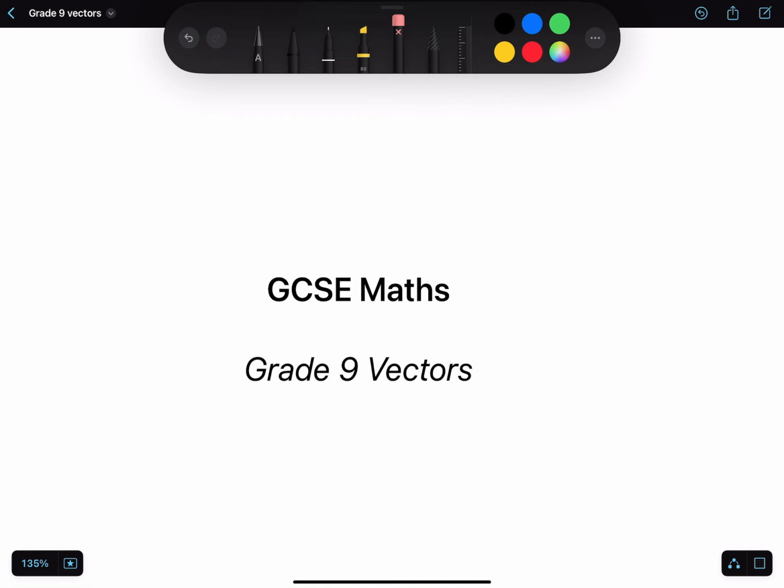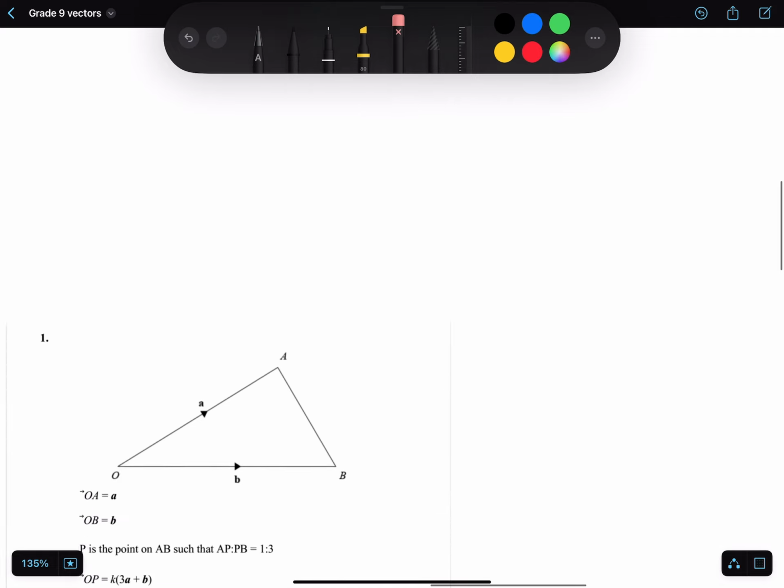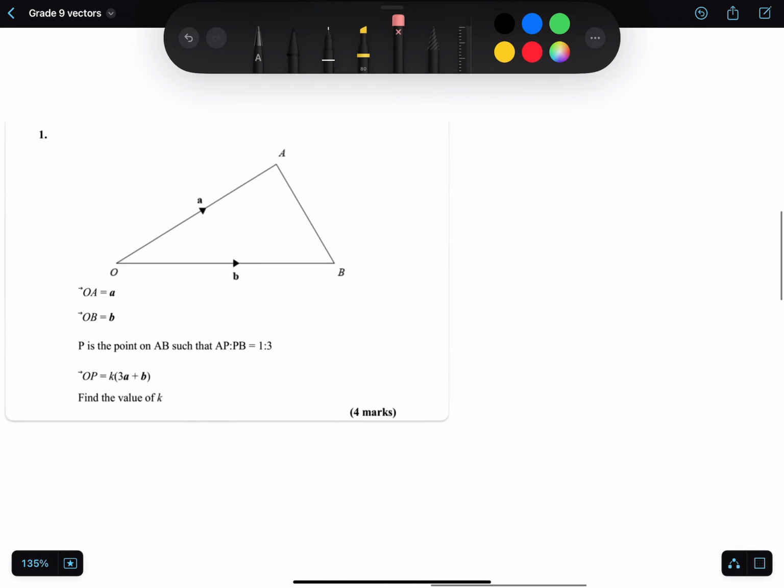As a result, it's very important to get these questions correct if you want to get that grade 9 at GCSE. So I'm going to go over some tips and tricks and methods on how you can solve some typical vectors questions that you could encounter, and hopefully that will get you that beautiful grade 9 on results day. So here I have an example question.